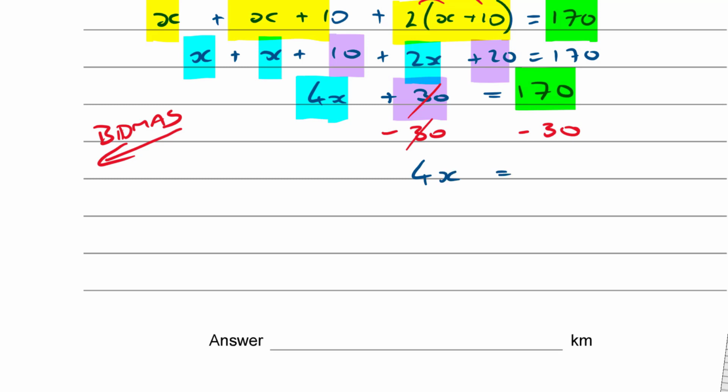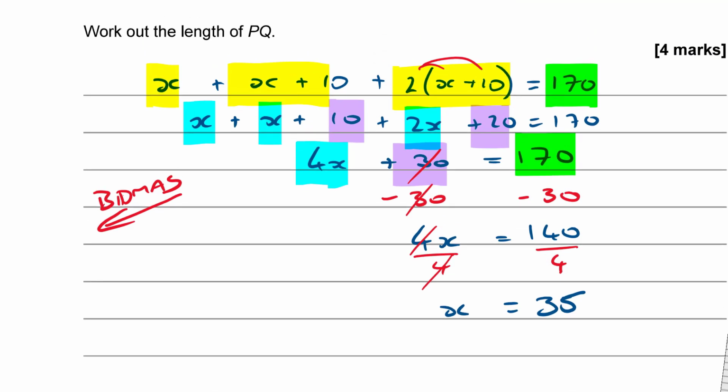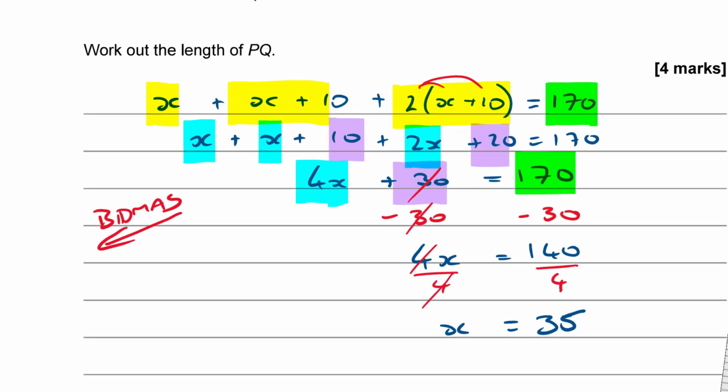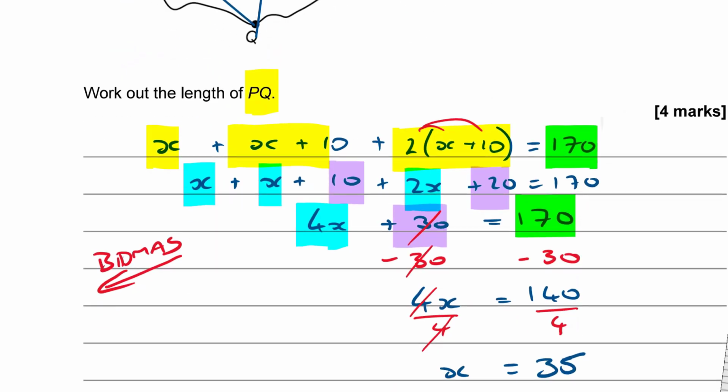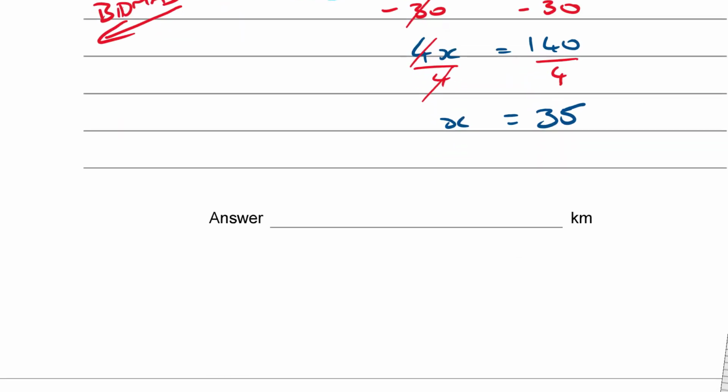So that's going to cancel with that, and it's going to leave me with 4x is equal to 170 subtract 30, which is 140. And then I'm going to divide both sides by 4. What's that going to give me? That's going to cancel with that, leaving me with x. And then 140 divided by 4 is 35. Do it on a calculator if you're not sure, but I can do that in my head. x is 35. Right, have I answered the question? The question was, work out the length of PQ. PQ is x. Oh, okay, that's easy enough. Then we have worked out the answer. It's 35.